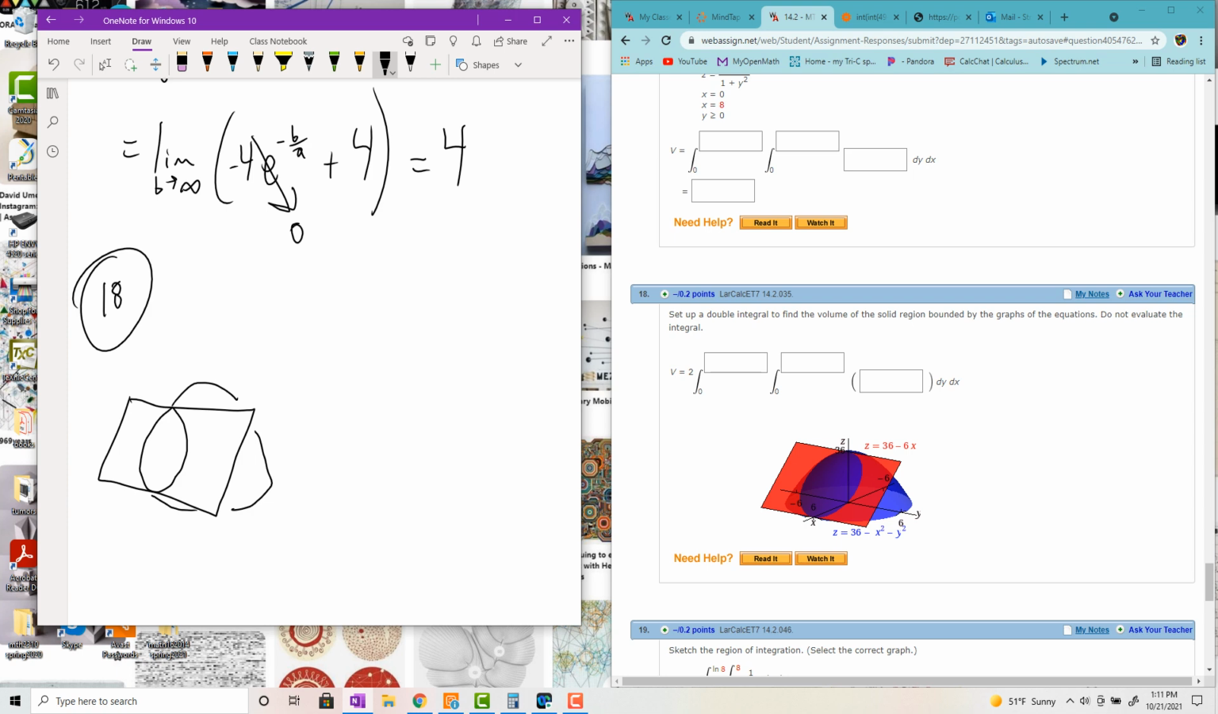So let's see what the curves are, right? So z equals 36 minus 6x, and z equals 36 minus x squared minus y squared. So I think you just set these two equal to each other, and you'll get that projection in the xy plane. So 36 minus 6x equals 36 minus x squared minus y squared. So you get x squared plus y squared minus 6x equals 0.